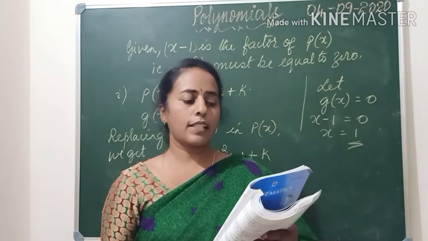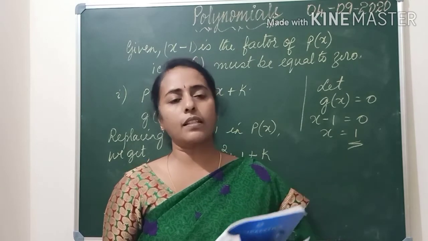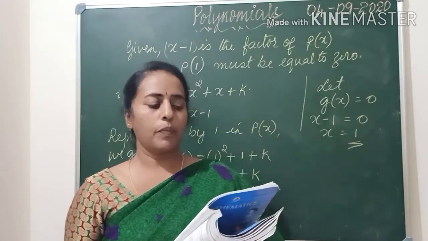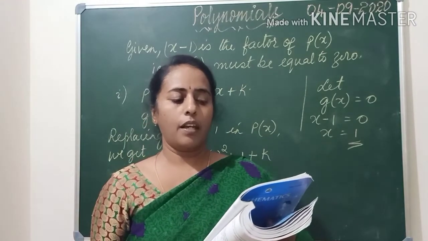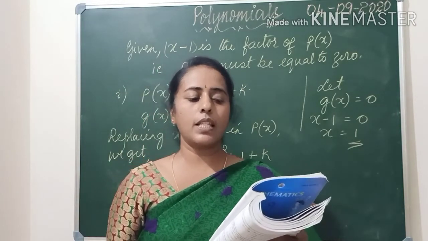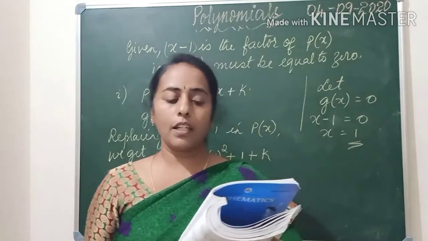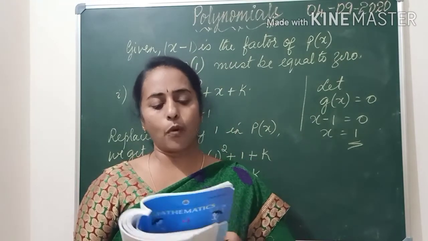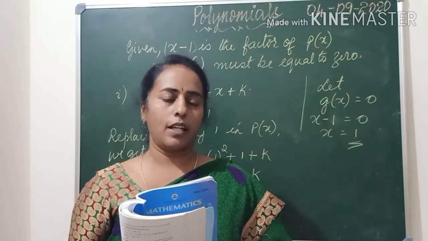So dear students, the next sums, the second and third sums, are homework for you. So let's move to the third main. Find the value of k if x minus 1 is a factor of p of x in each of the following cases. Here it's given that x minus 1 is a factor of p of x.